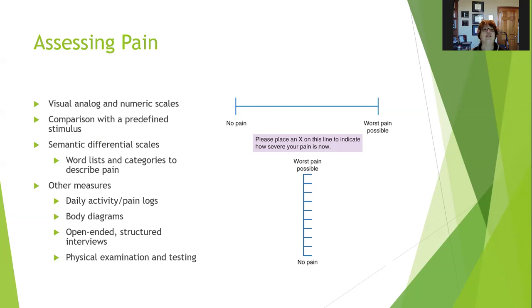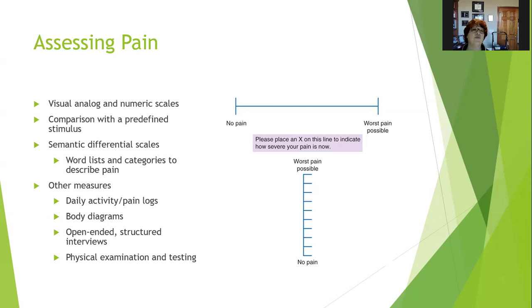One of them is visual analog and numerical scales, where, like it shows here, you put an X on this line to indicate how severe your pain is now. Still hard for people to figure out. Comparison with a predefined stimulus like childbirth or when you broke your leg or something like that is sometimes a way used to assess pain.